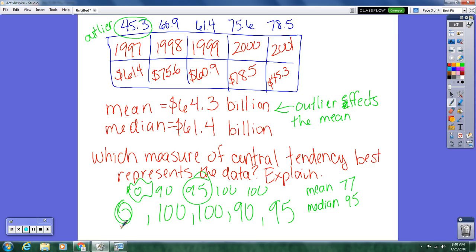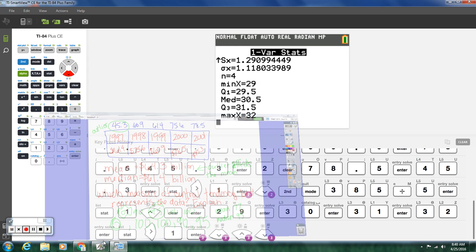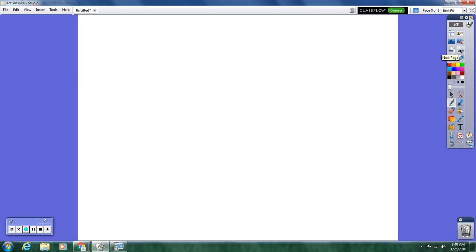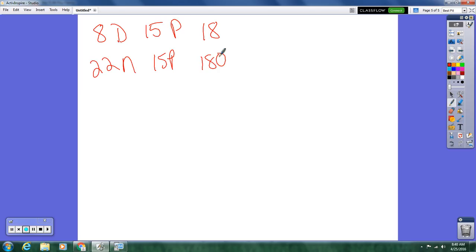Because you've got 8 physicians with 15 patients. So that means, oops, how did I do that? You've got 8 doctors, 15 patients, and they see them 18 minutes a day. 22 nurses, same number of patients, and they see them 3 hours a day. Well, if this one's in minutes, this one also has to be in minutes. So 3 hours in minutes is what? 180, 3 times 60. This one's 180 minutes.